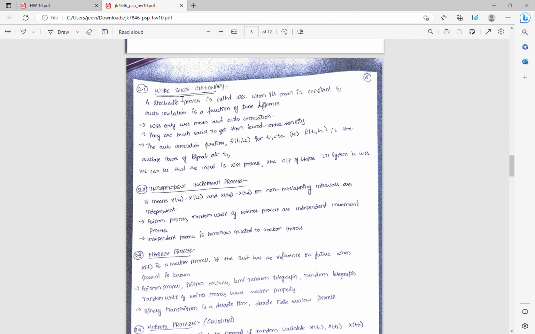The first one is wide sense stationary. A stochastic process is called wide sense stationary when its mean is constant and the autocorrelation is a function of the time difference. That is, wide sense stationarity only uses mean and autocorrelation to decide, and they are much easier to get than a second order density. The autocorrelation function for T1 equals T2, that is R of T1 comma T2, is the average power of the signal at T1. If the input is a wide sense stationary process, the output of a stable LTI system is also wide sense stationary.